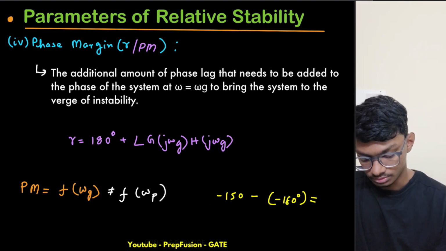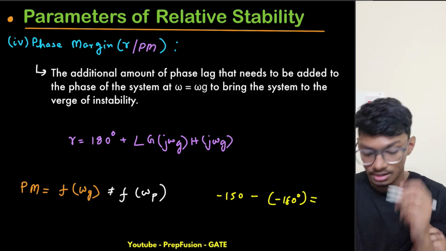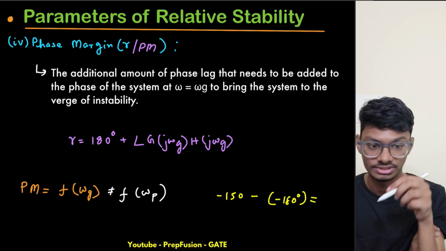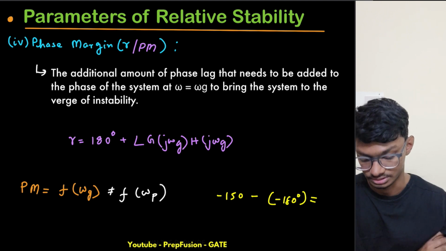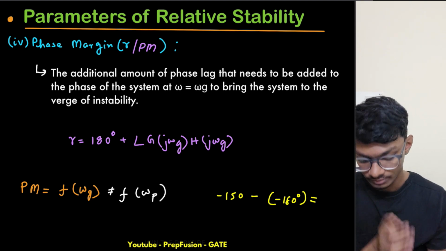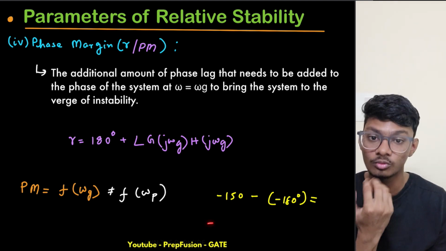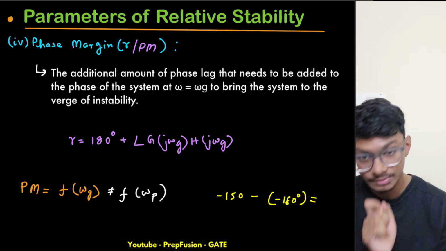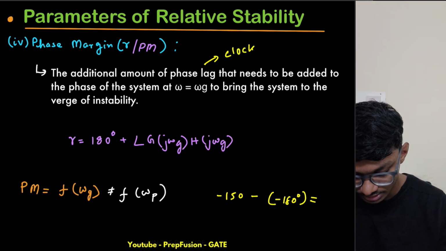So phase margin is how much additional amount I need to add to the phase lag. So this is phase lag, not lead. Whatever happens in the lag is in the negative direction, the clockwise direction. Sometimes you may get confused and think that from minus 150 I simply add 30 degrees, but it won't work, because it will go to minus 120. No, I am adding 30 in the clockwise direction. So just be careful about that.